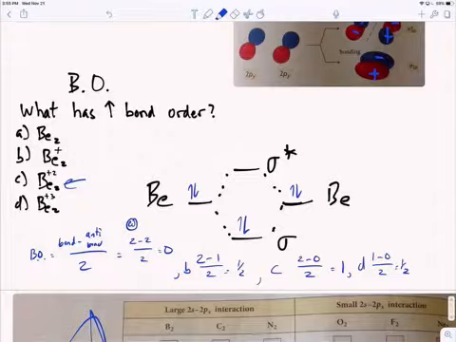But how can water break the bond? Water breaks the bond by adding electron density to hydrochloric acid, which then will rip off the hydrogen. And it works out because it adds electron density to the antibonding orbital.